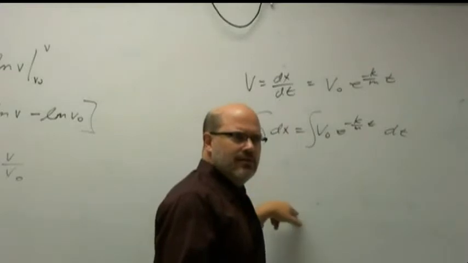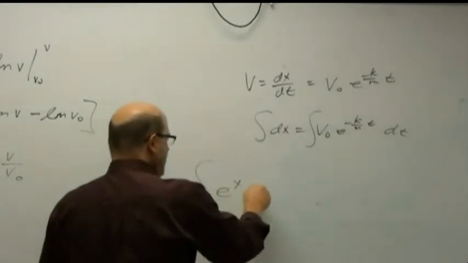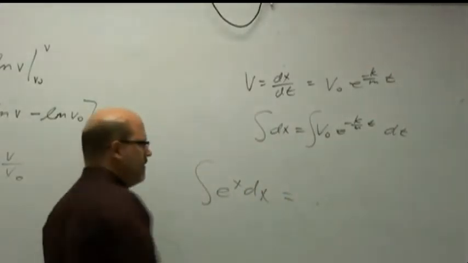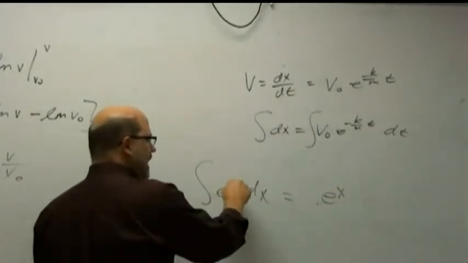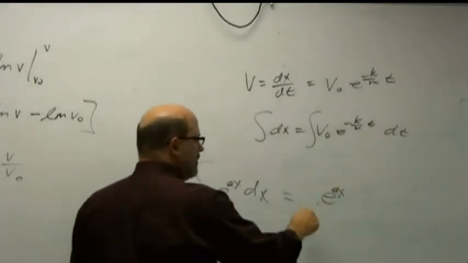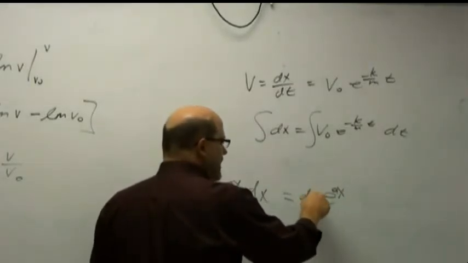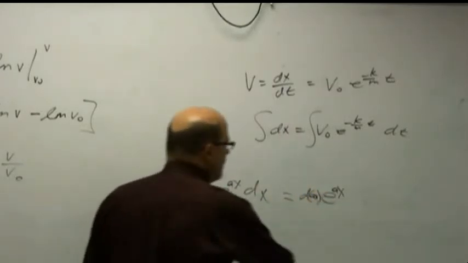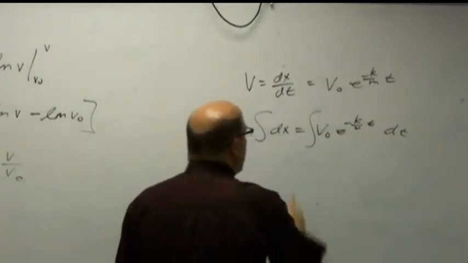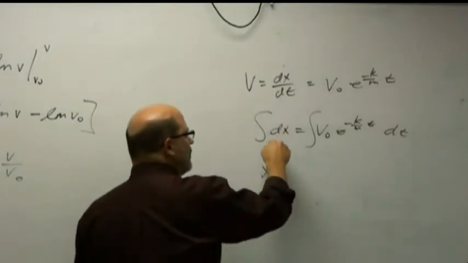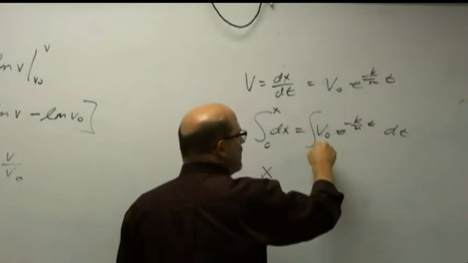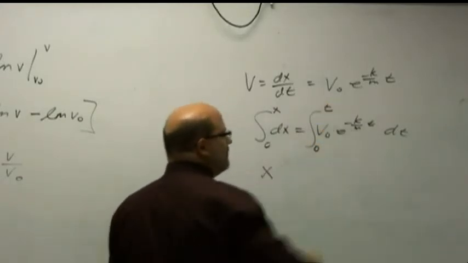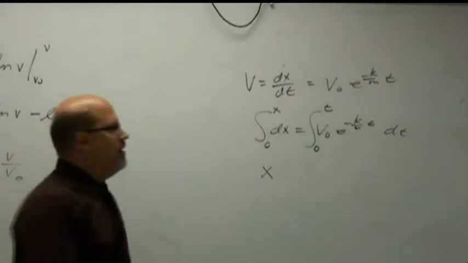Times the derivative of the x. But if this is e to the ax, then it's a e to the ax, then it's the derivative of whatever ax was, right? Okay. So for us, this is going to be x from 0 to x, from 0 to t, because I start off at time 0 at location 0.